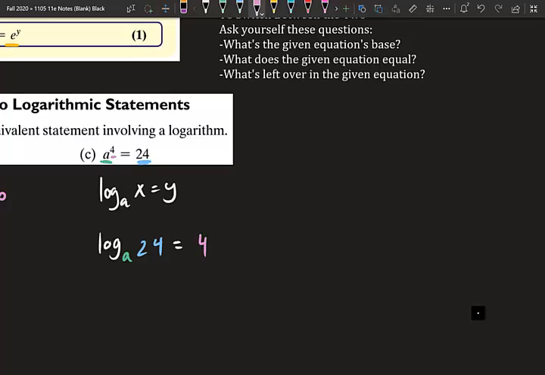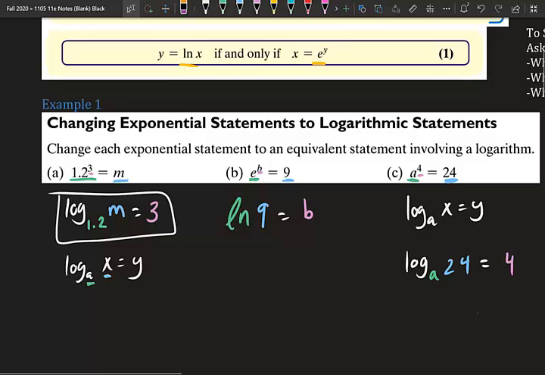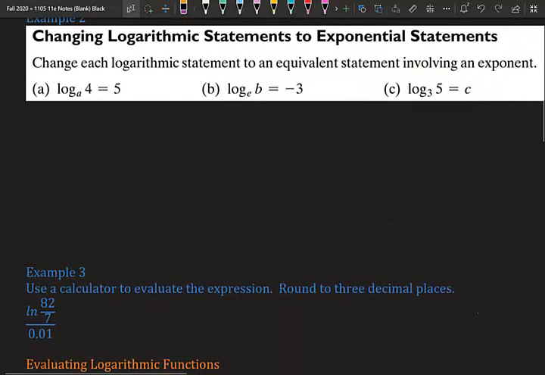No matter which way you go, you're going to ask yourself the same exact three questions. Let's change each logarithmic statement to an equivalent statement involving an exponent. Involving an exponent, let's do it this way: a to the power of x equals y. So that's what we're going to fill out. What's the given base? The little number is the base. We're given a. What does the given equal? y. That's what's going to go as our exponent. Sorry, 5. I didn't mean to say y. It's 5.